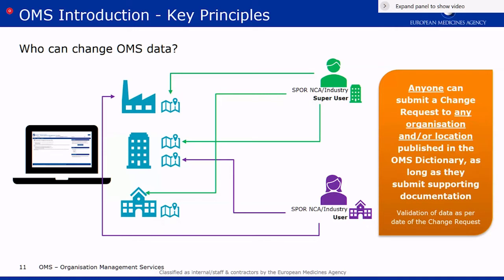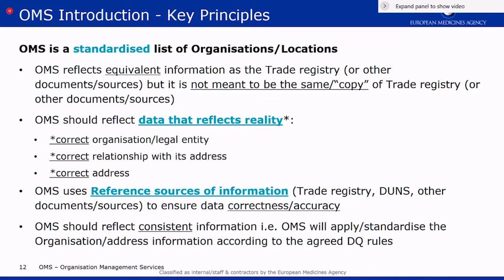Following this, please be very attentive, because OMS aims to provide a standardized list of organizations and locations. Those documents will be crucial to help us validate the data, but we are not going to create a copy. As I mentioned, OMS provides a standardized list, and we have our OMS data quality standards that clearly state the rules that are applicable to organization name and how we are going to manage location details. This document is crucial to help us validate the veracity and how the name is captured, not only the name, but also what is the correct legal entity, as well as the correct relationship with its address and what is the physical location that the user needs to have in the regulatory procedures.